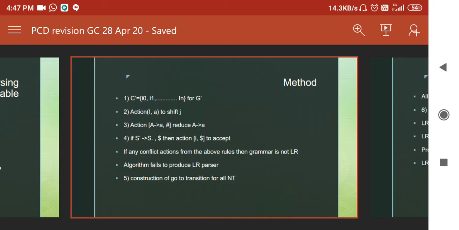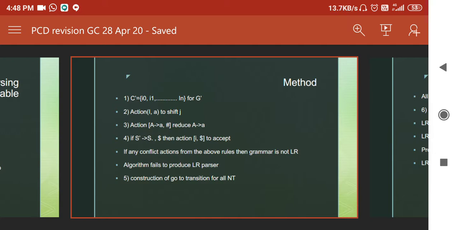And suppose there is any conflict in actions among the four steps that we have, we call these an error. So the algorithm fails to produce an LR parser, which results in an error over there.